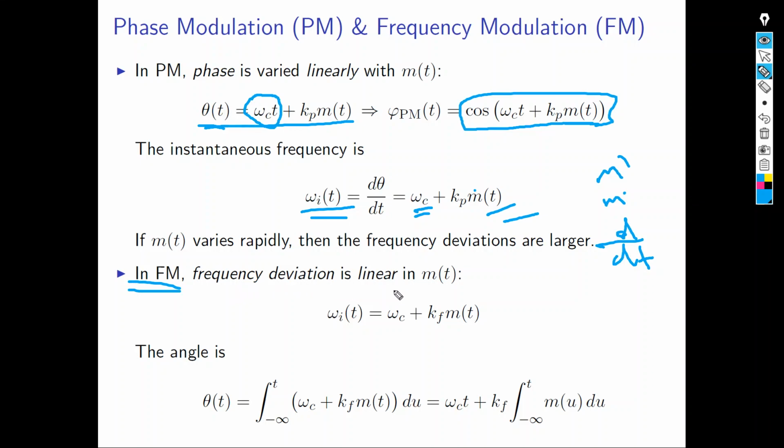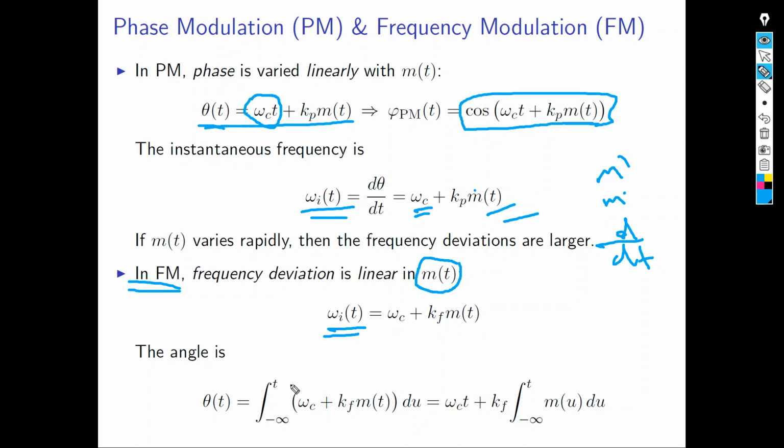In frequency modulation, the frequency deviation is linear in m of t. So basically omega i of t in frequency modulation is equal to omega c plus k_f m of t. The frequency deviation is linear with m of t. Here, in phase modulation, the frequency deviation is linear with the derivative of the message signal. That's the key difference. That's why we can see they are almost very similar to each other. The only difference is that one varies with the message signal directly and the other varies with the derivative of the signal.